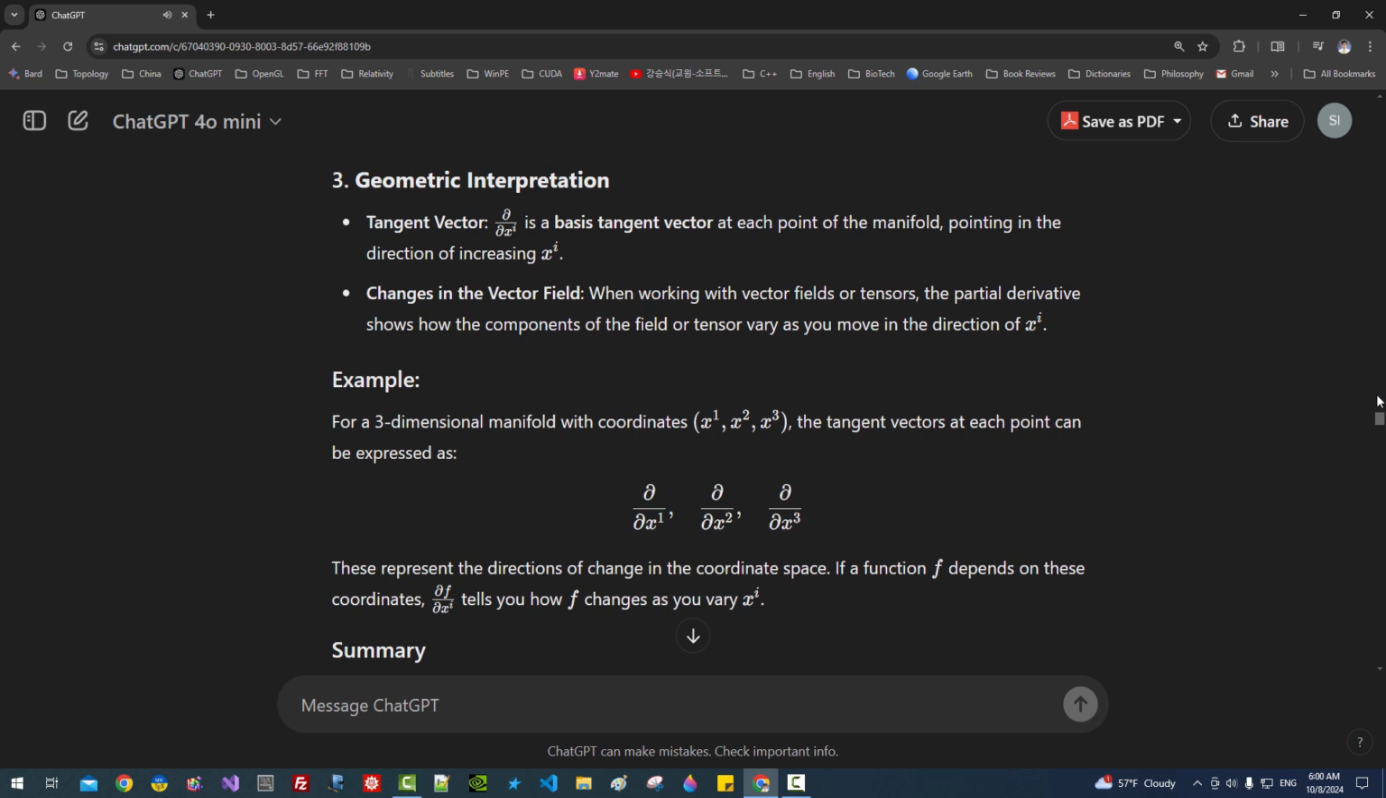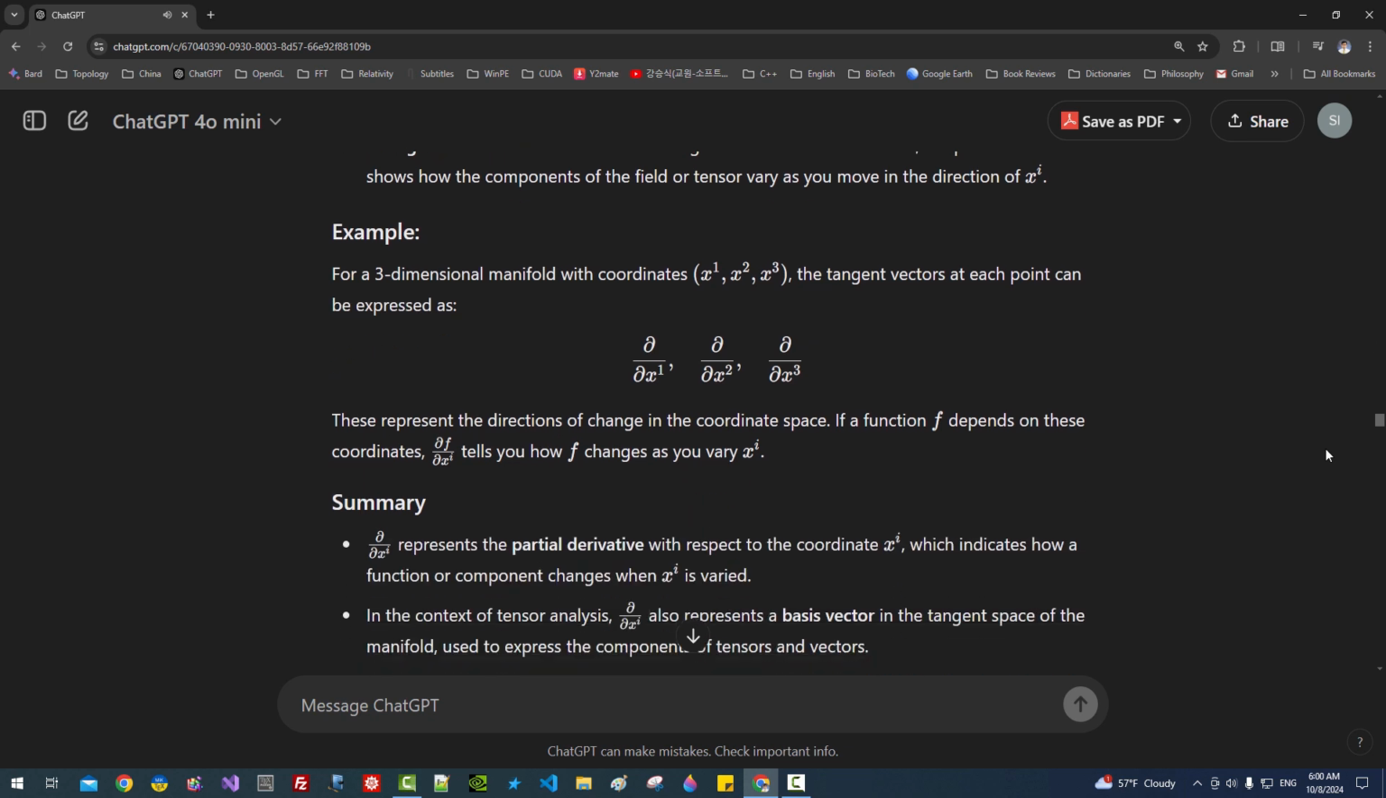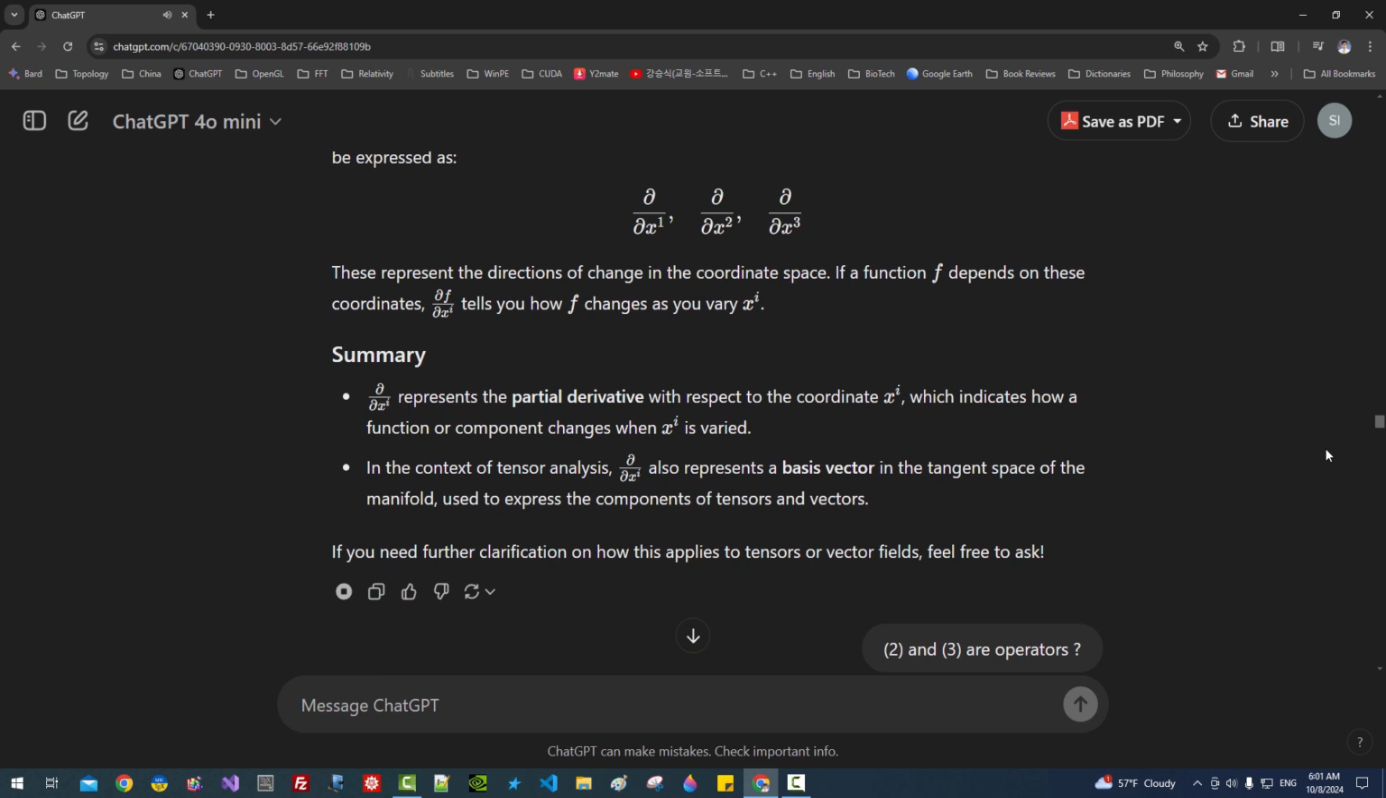3. Geometric interpretation. Tangent vector: ∂/∂x^i is a basis tangent vector at each point of the manifold, pointing in the direction of increasing x^i. Changes in the vector field: when working with vector fields or tensors, the partial derivative shows how the components of the field or tensor vary as you move in the direction of x^i. Example. For a three-dimensional manifold with coordinates x^1, x^2, x^3, the tangent vectors at each point can be expressed as ∂/∂x^1, ∂/∂x^2, ∂/∂x^3. These represent the directions of change in the coordinate space.